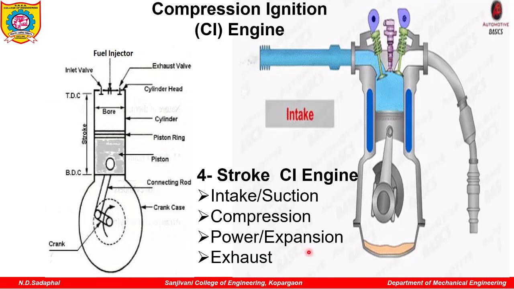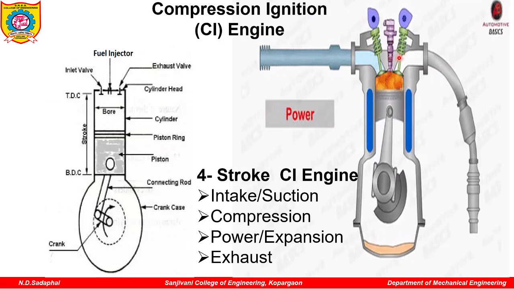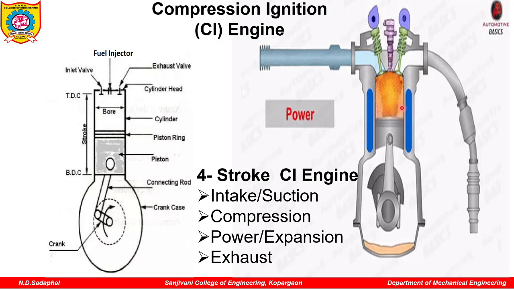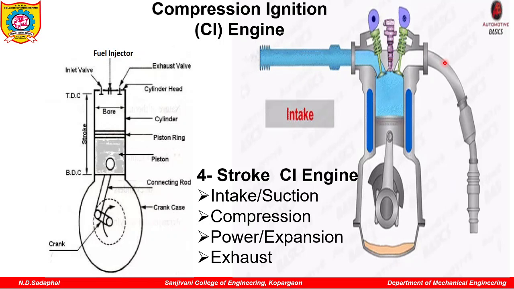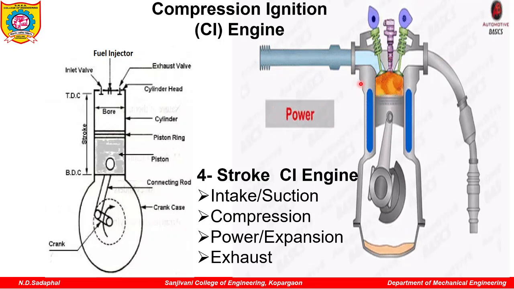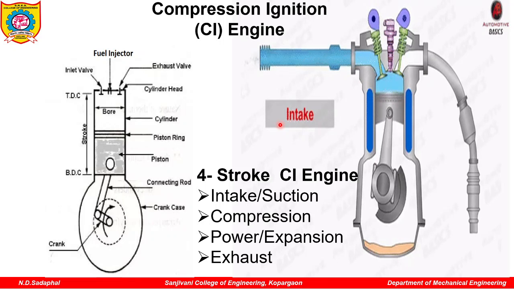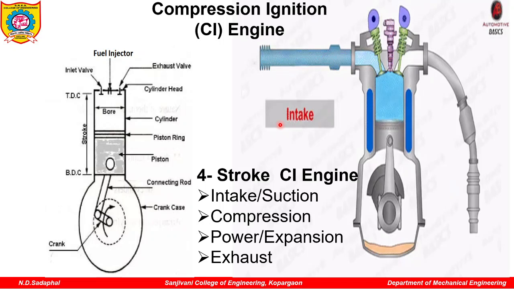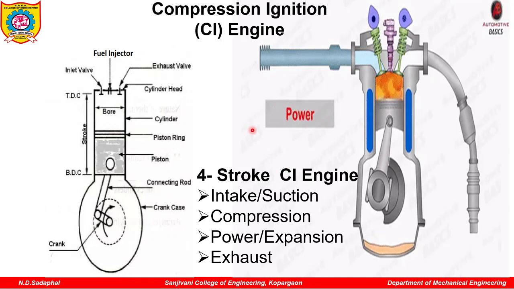And in the last stroke, the inlet valve is closed, the exhaust valve is open, and the burnt gases from the third stroke leave through the exhaust valve to the surroundings, and the piston moves from BDC to TDC. So this is how the CI engine works. These are both the four-stroke SI engine and the four-stroke CI engine. CI stands for compression ignition.